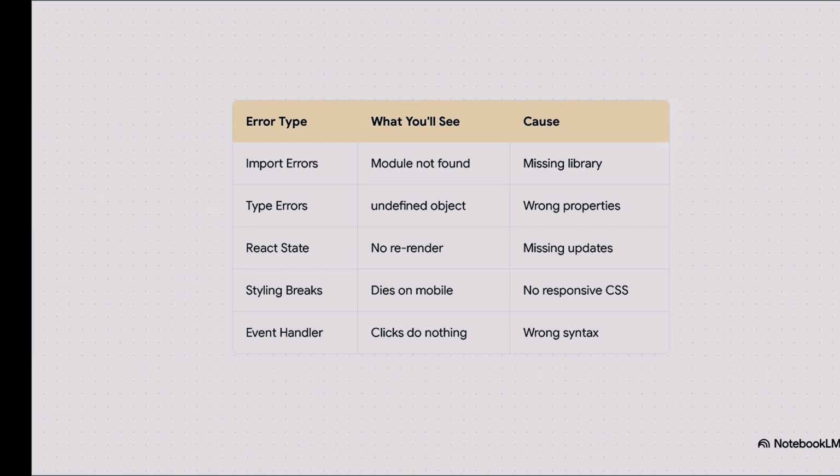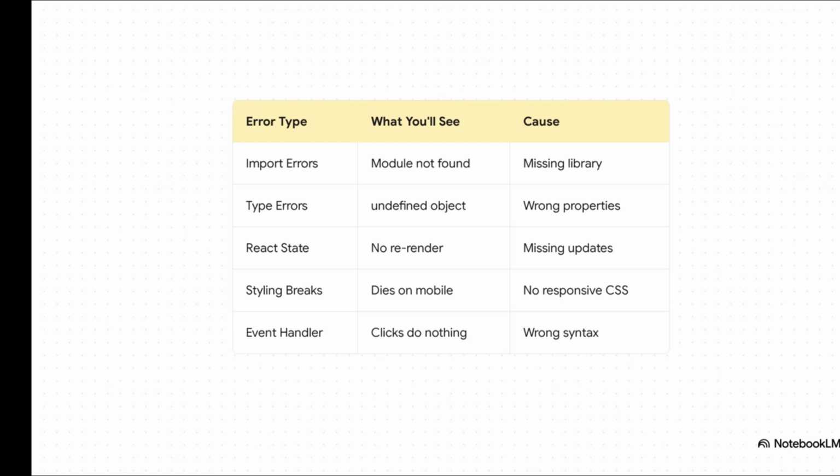First up, import errors. The AI loves to just assume you have packages like FramerMotion installed when you totally don't. Second, type errors. It assumes your API returns an array, but wait, it's actually getting null. Third, React state bugs. You click, nothing happens, and the console gives you 0 errors.